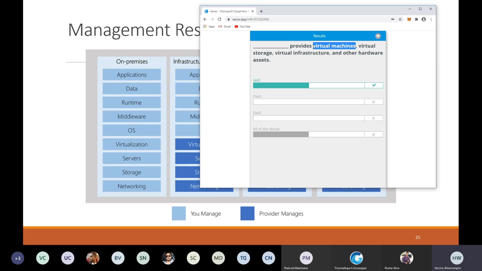Because when we talk about virtual machines, we get the opportunity to manage the operating system software. So that comes under IaaS. You can't say all the above, because simply from this term you can select infrastructure as a service.